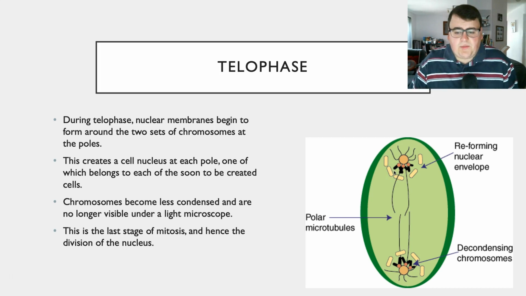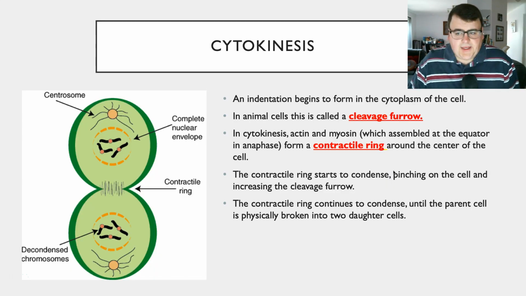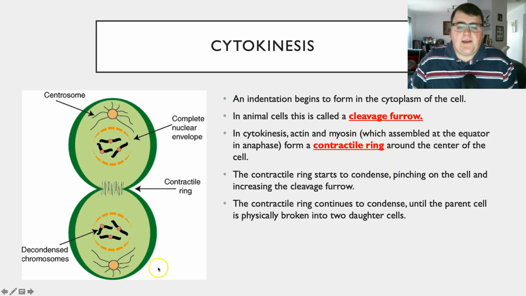And it's also at this point that we end the stage of mitosis. So the division of the nucleus now is finished. We've started with 1 nucleus, we've ended with 2 exact copies of the same nuclei. All that's left is cytokinesis. So in cytokinesis, an indentation begins to form in the cytoplasm of the cell. So this is our indentation here. In animal cells, we call this a cleavage furrow.